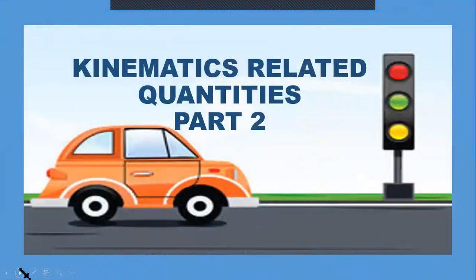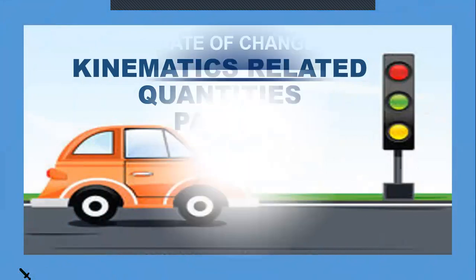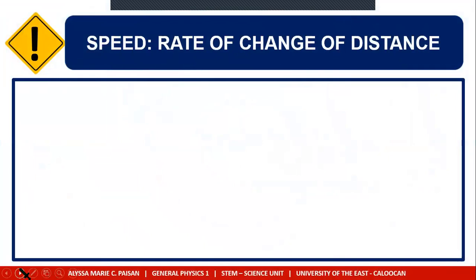Today, we're going to continue with kinematics related quantities, part 2. This time, we're going to discuss speed versus velocity. As a simple definition, speed is just the rate of change of distance.